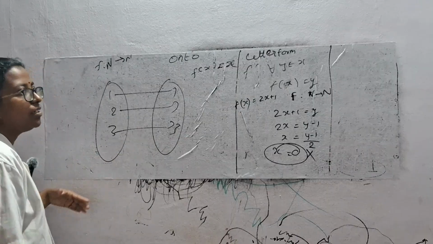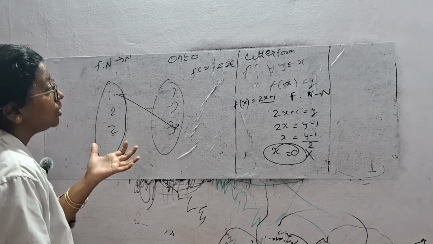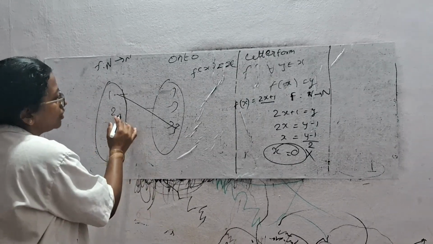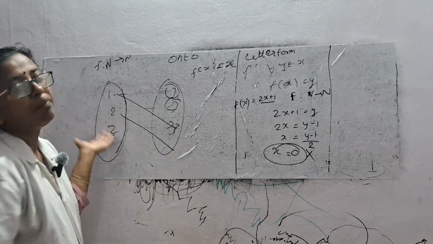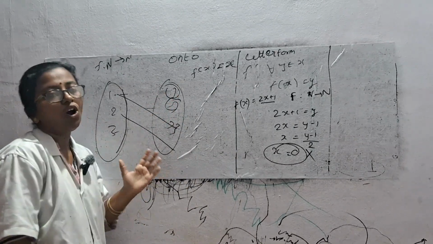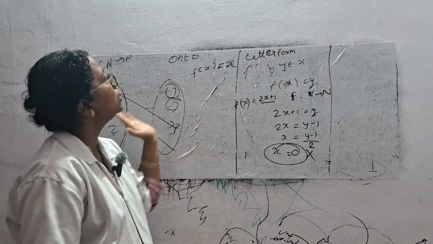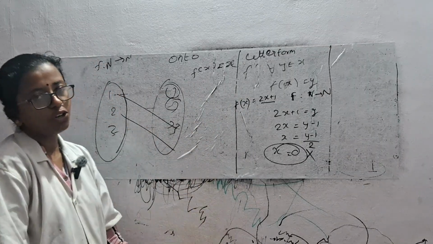In the mapping method, x is 2 to 4, 5. 2 is mapped to 5. So here 1 and 2 are not mapped. So it is not onto in the mapping method.